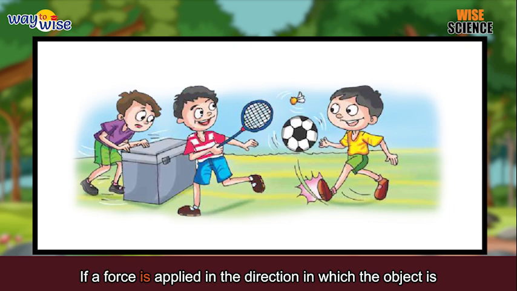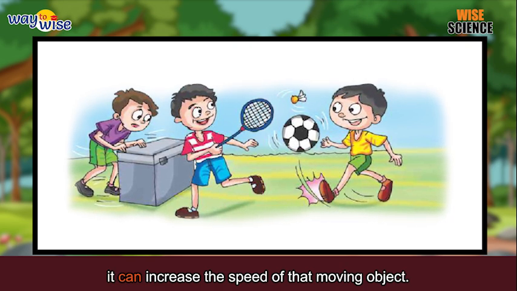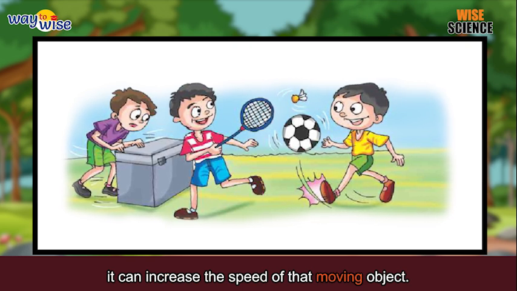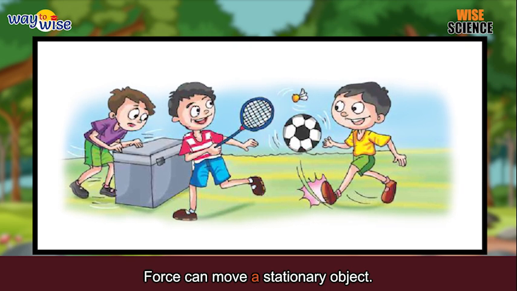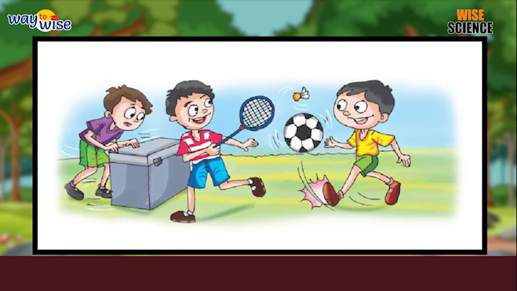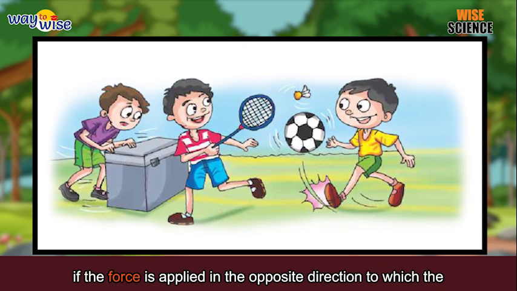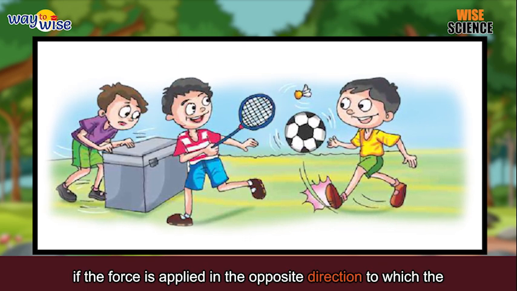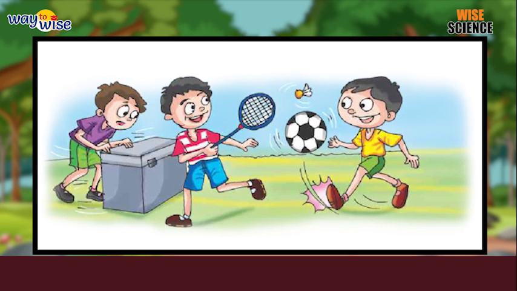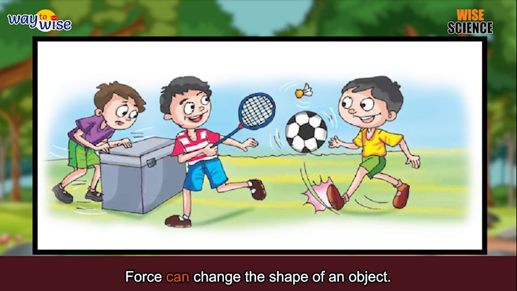If a force is applied in the direction in which the object is moving, it can increase the speed of that moving object. Force can move a stationary object. Force can stop a moving object. Force can decrease the speed of a moving object if the force is applied in the opposite direction to which the object is moving. Force can change the direction of a moving object. Force can change the shape of an object.